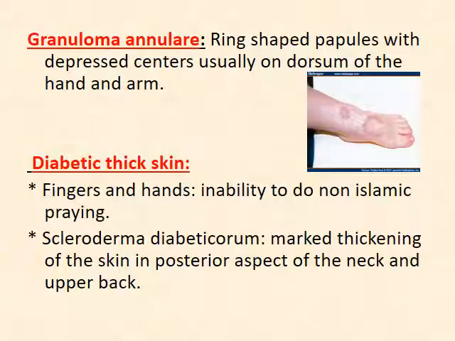Granuloma annulare, an annular papule with a ring shape and a clear center, usually on the dorsum of the hand and arm. Diabetic thick skin in the fingers and the hands, leading to inability to do the prayer. Scleroderma diabeticorum, the thickening occurs in the neck and in the upper back.